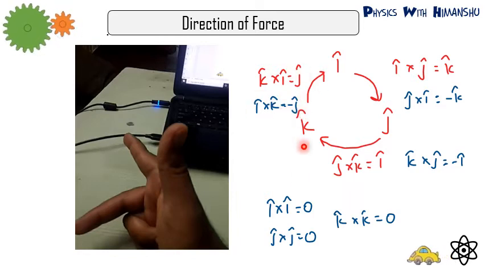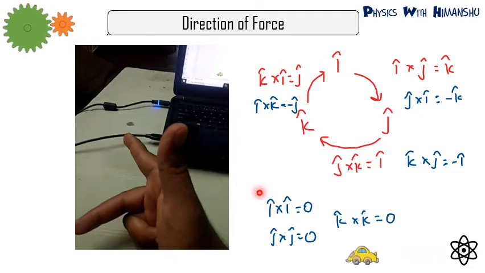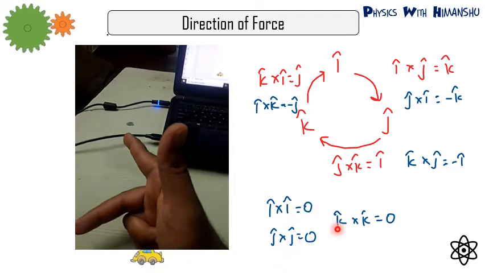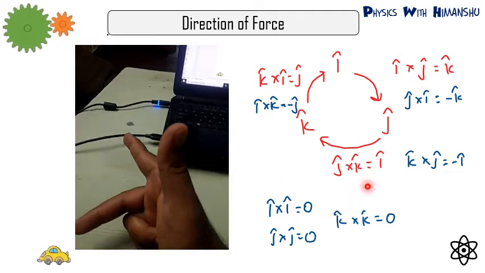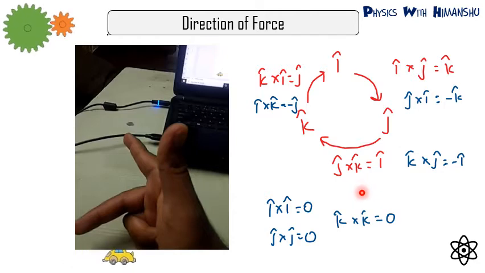K cross I will be J, and I cross K will be minus J. Now always remember, when two vectors are parallel, their cross product is 0. So I cross I is 0, J cross J is 0, K cross K is 0. This slide will be very important in this chapter. This vector product method is very important, because if you solve questions using vectors, you will get the directions directly.